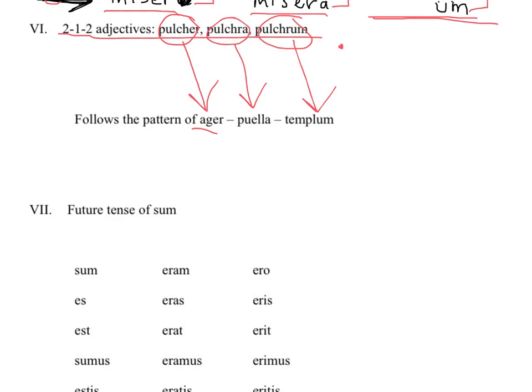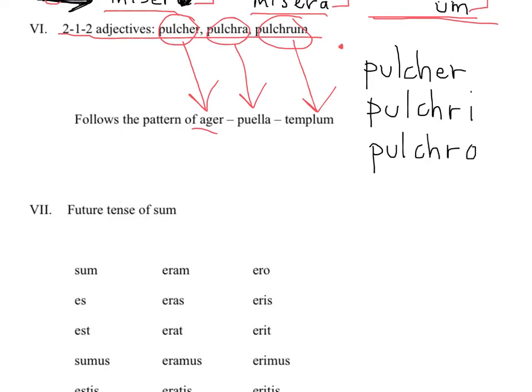I won't bore you by writing out pulchra, the feminine form, and pulchrum, the neuter form, but just so you see for a second what the ager pattern looks like for pulcher. It starts out in the nominative pulcher, and then it drops the E and follows that pattern for the rest of the declension. Pulchro, pulcher.